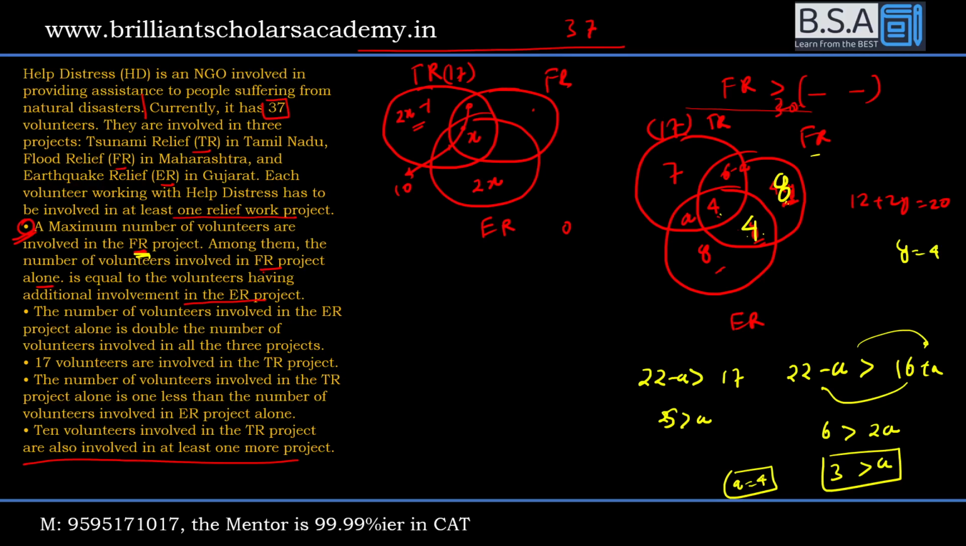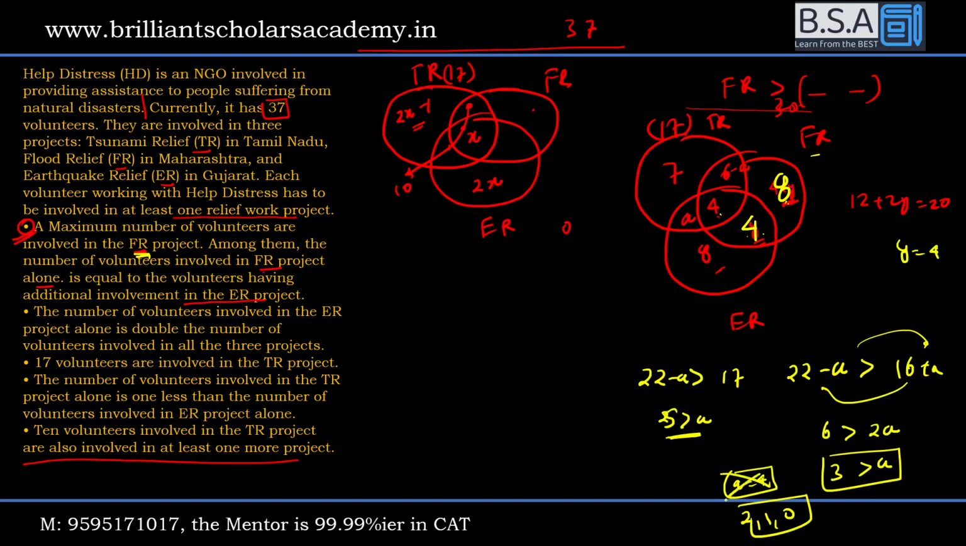This is 17. Total values are 37. This must be 20. 8 plus 8 plus 4, that makes it 20. That matches. Everything matches. I'm getting A less than 3. Here I'm getting A less than 5, and A less than 3. So less than 3 could be 2, 1 or 0. 2, 1 or 0.